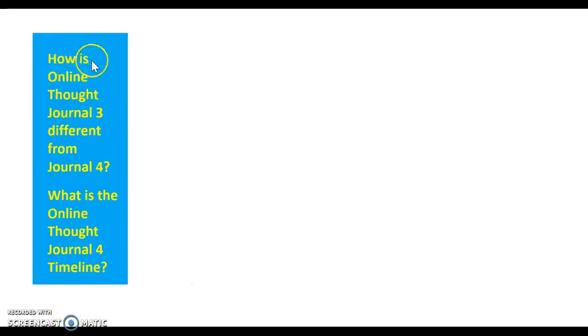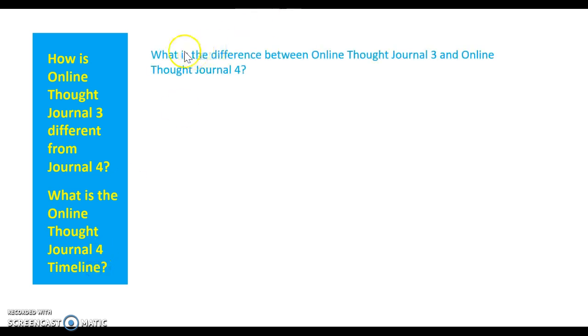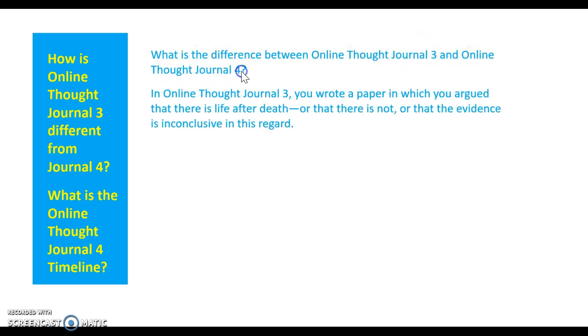Here they are. First, how is Online Thought Journal 3 different from Journal 4? And what is the Online Thought Journal 4 timeline? So, what is the difference between Online Thought Journal 3 and Online Thought Journal 4?